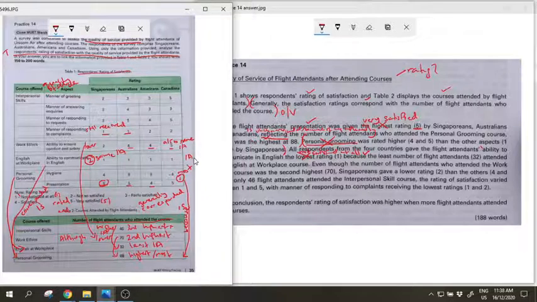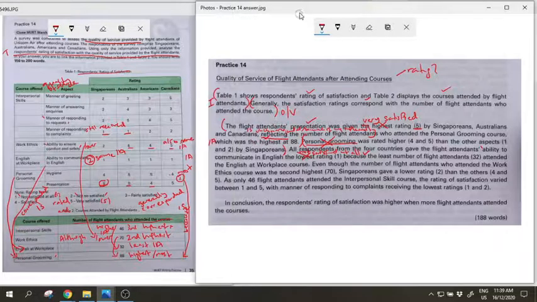As long as you see that it's very long, then you just put it already. It doesn't hurt you to put. Otherwise, it's 4 words. You look at this, it's so long. Manner of responding to requests, 5 words here. And ability to ensure comfort and safety, 6 words over here. Oh my. So remember to put all your inverted commas for everything. Then you'll be safe. Otherwise, in danger, lah. Not satisfied at all, put the inverted commas. All right, because you have the least number of flight attendants who attended the English at workplace course.